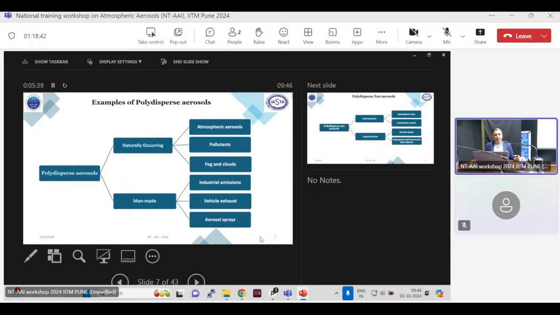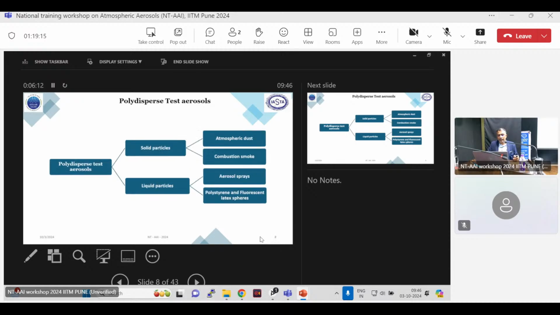So some examples of polydisperse aerosol: naturally, atmospheric aerosol has particles from the Aitken mode to the coarse mode, so they are polydisperse. Then pollutants emitted from various industrial influences, and fog, cloud and mist are also polydisperse. Then man-made sources like industrial emission, vehicle exhaust, and aerosol sprays like in paint technology, or in agriculture fields where we are spraying pesticides or some coatings.